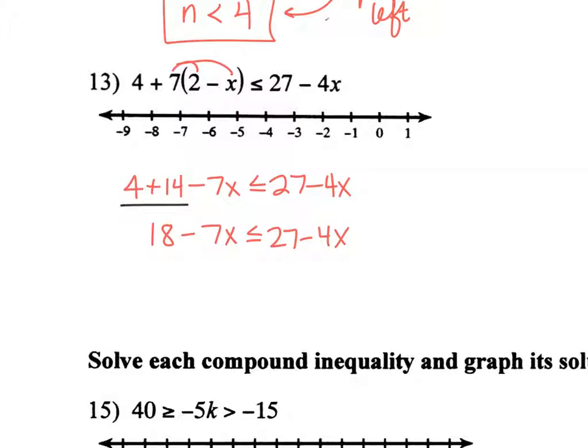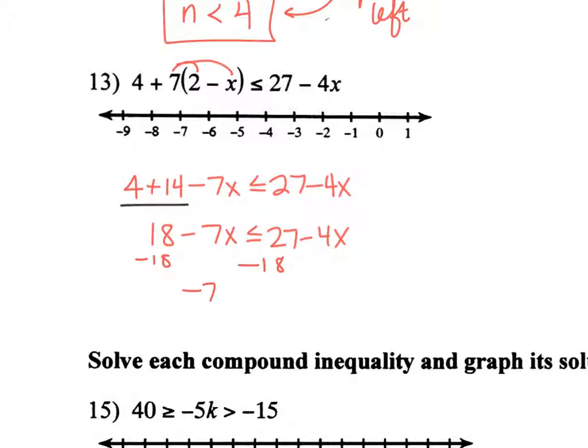Remember, you don't have to combine like terms here. You could subtract 4 from both sides or subtract 14 from both sides. That would have still given you the same thing, as long as you're doing the same operation on the right-hand side over here where the 27 is. Okay, since I know my variable needs to end on the right-hand side, I'm just going to keep that 7 there for right now. I'm going to move the 18 first.